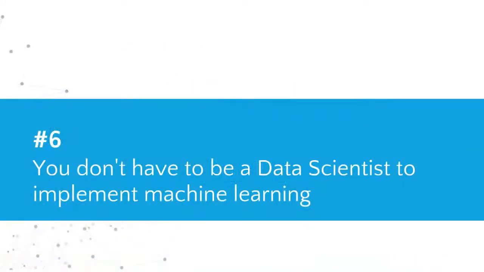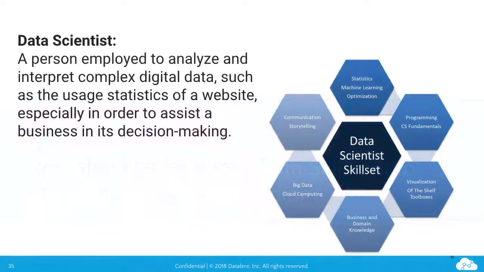Well, now we're going to start with number 6. You don't have to be a data scientist to implement machine learning. A data scientist needs a number of skills, and the skill set is quite broad. A data scientist is a person employed to analyze and interpret complex digital data and requires statistics, machine learning optimization, programming skills, visualization, business skills, big data, communication, and storytelling. Quite a large skill set.